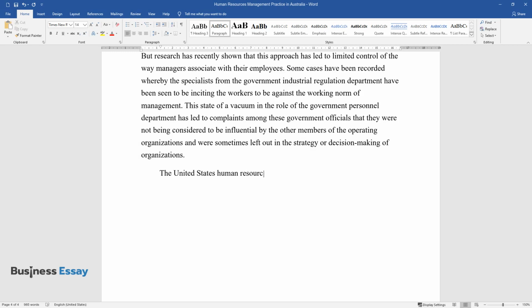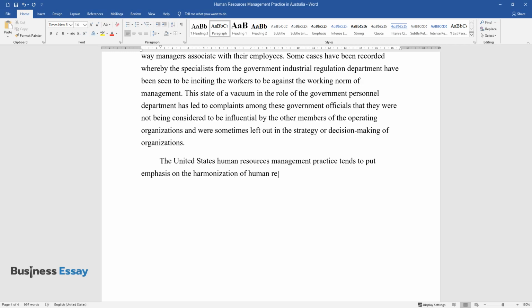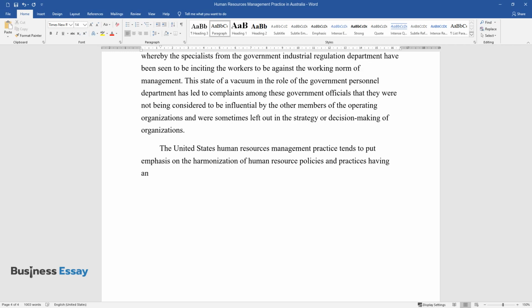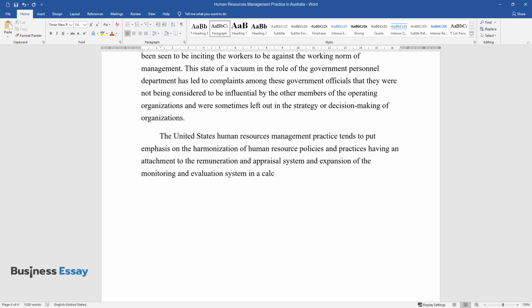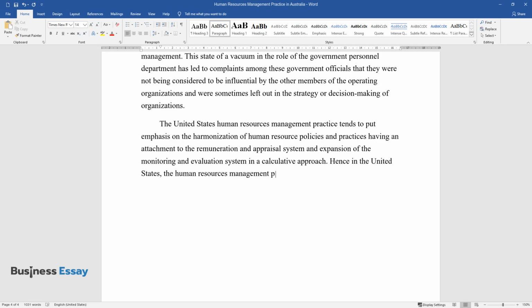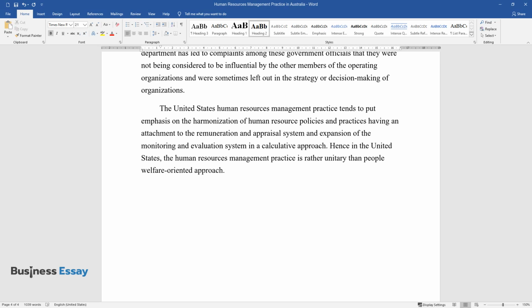The United States human resources management practice tends to put emphasis on the harmonization of human resource policies and practices, having an attachment to the remuneration and appraisal system and expansion of the monitoring and evaluation system in a calculative approach. Hence, in the United States, the human resources management practice is rather unitary than a people welfare-oriented approach.